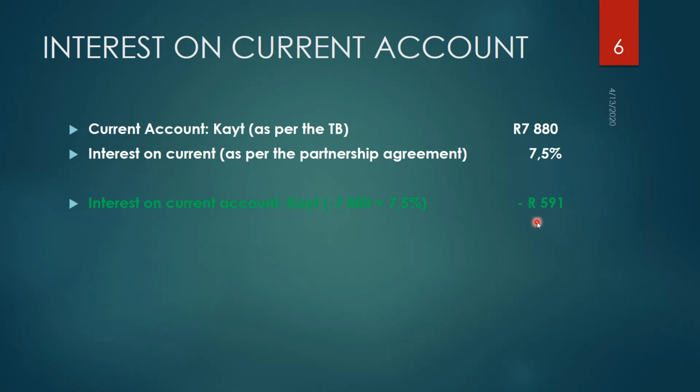We'll arrive at an amount of 591, which will be posted to the note to the current account, to the column specifically relating to Kite. As I've mentioned, the same thought process applies in determination of the interest on current account relating to Corey. We're going to substitute that amount by the current account amount as provided by the trial balance, and we're going to multiply it by 7.5% to determine Corey's interest on current account.